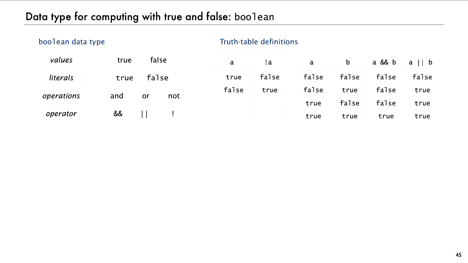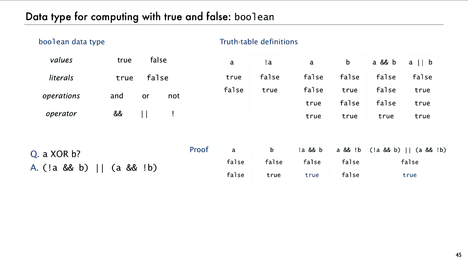A or B is true if either one of them is true, and false only when they're both false. There are other Boolean operations. For example, there's an operation called XOR. Actually, any Boolean operation can be expressed in terms of and, or, not.